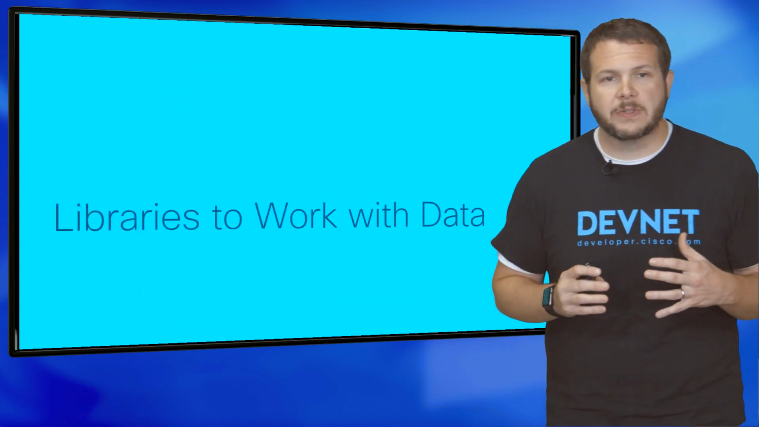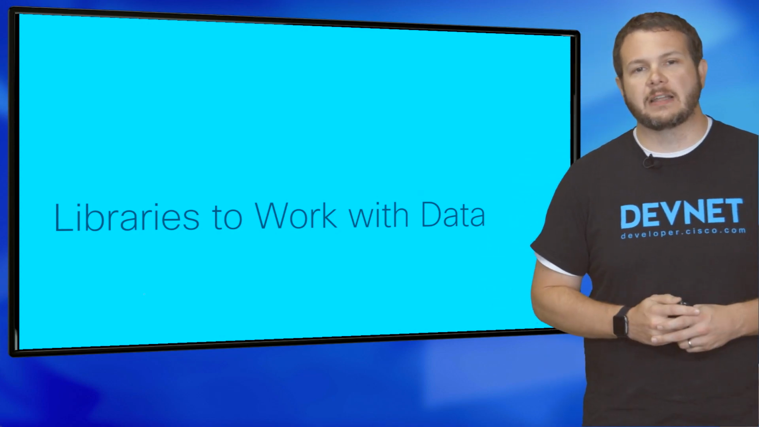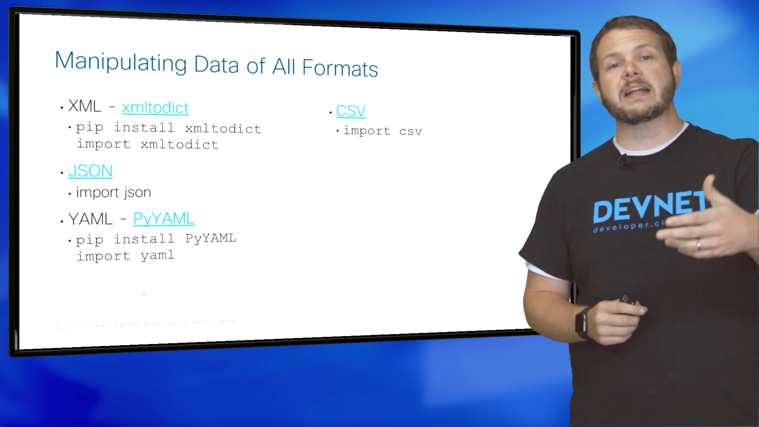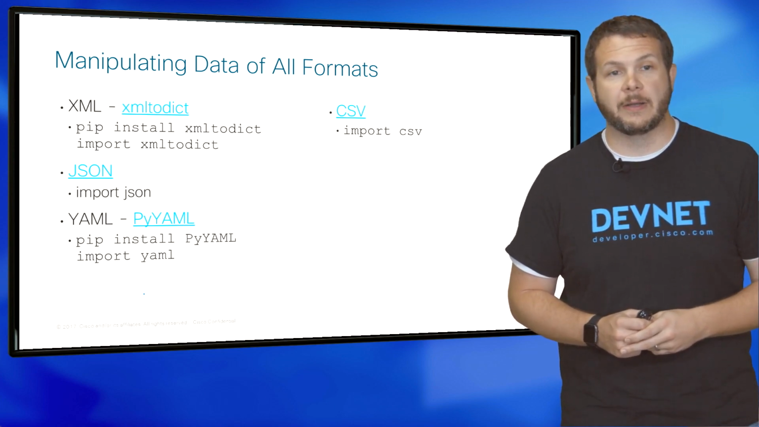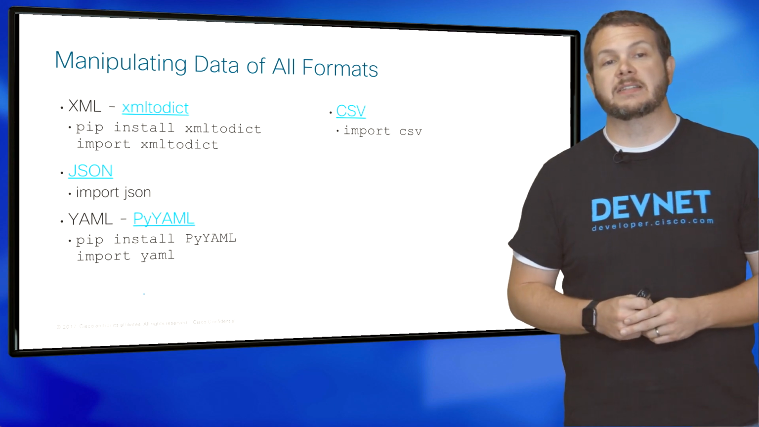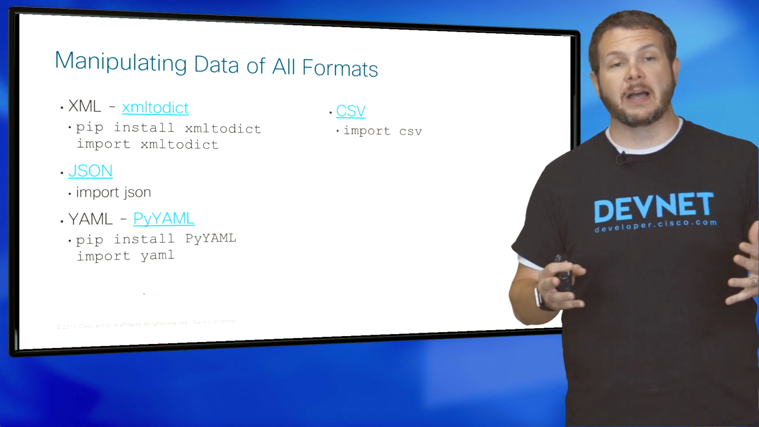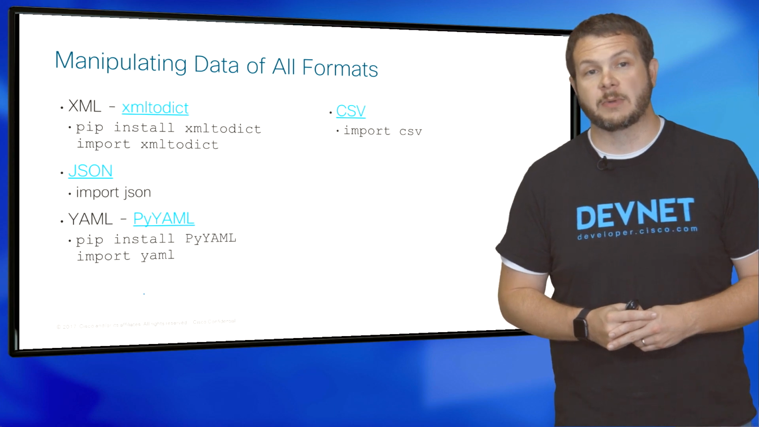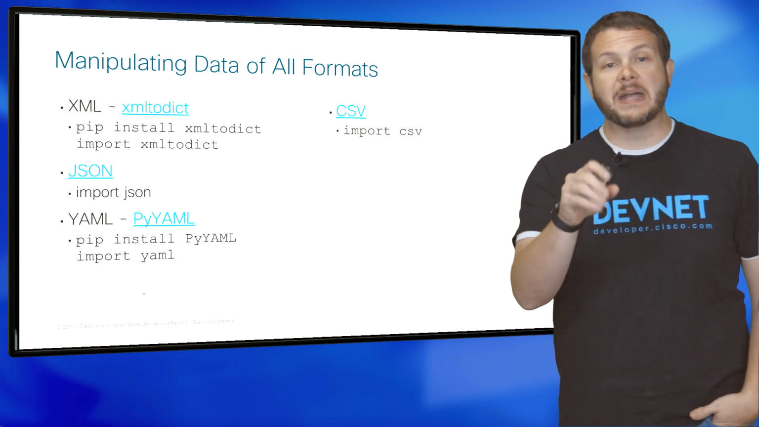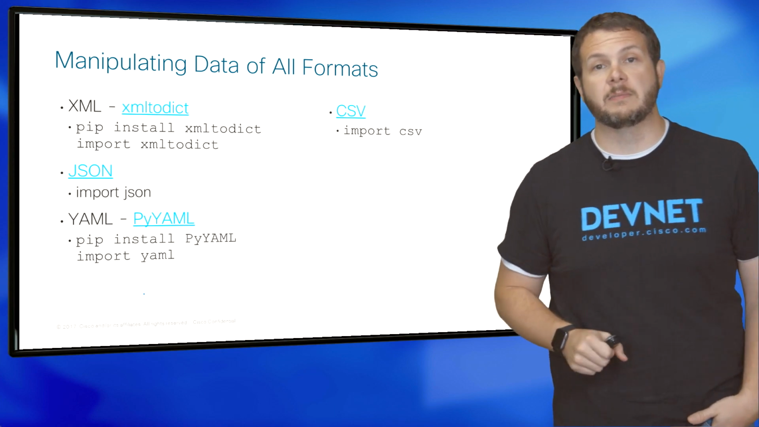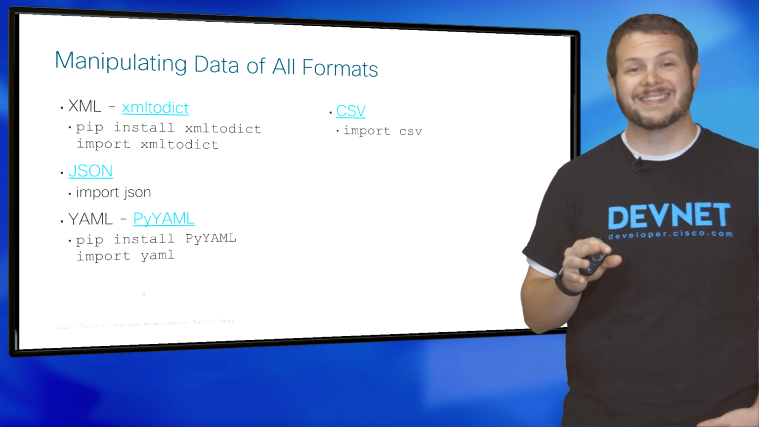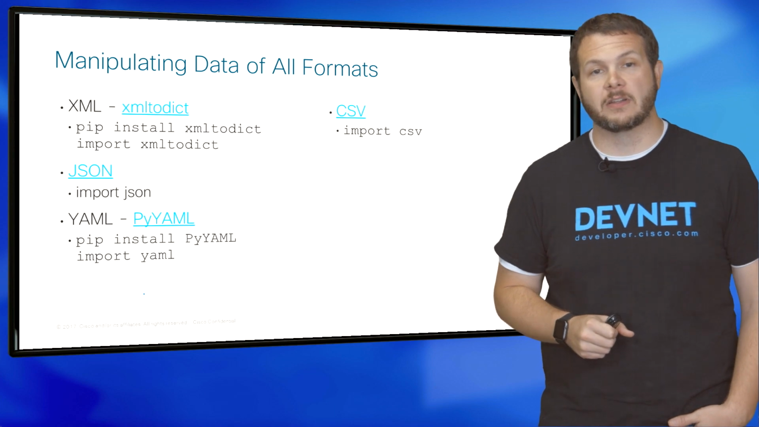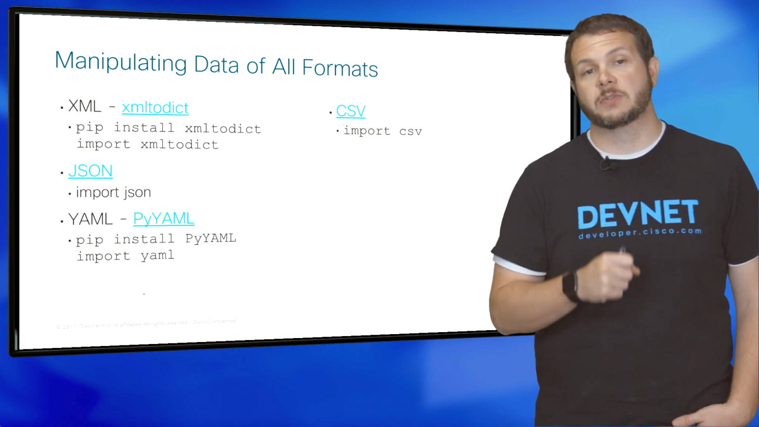So, libraries to work with data. We've seen all of the different data formats that you might have to work with, and we've got libraries inside of Python to make it easy to work with all of them. For XML, we've got the xmltodict library, which is available through pip. We can pip install xmltodict and then import that to work with XML data. JSON is an embedded core library to Python that makes working with JSON a breeze. For YAML, we can install PyYAML with pip install and take advantage of it, and CSV is also included.